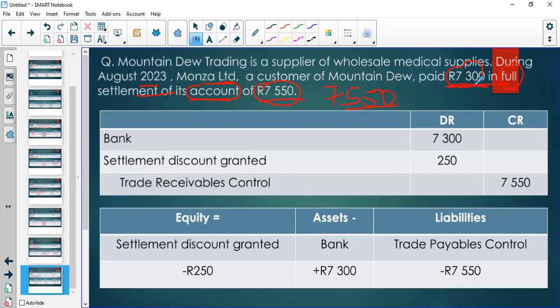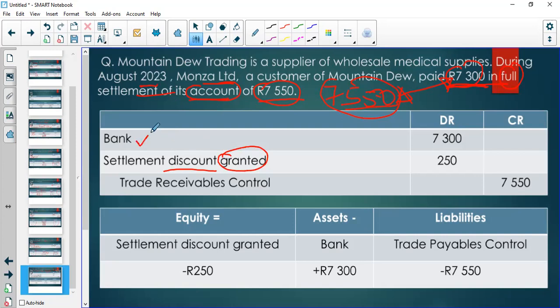So what it means is that we gave them a discount. We granted them a discount of the difference between what they owed and what we allowed them to pay. So the difference between that two, we gave them. It's a customer who's paying us, and we say, okay, you're paying us on time, right? We're gonna give you a settlement discount. So we granted it to them.